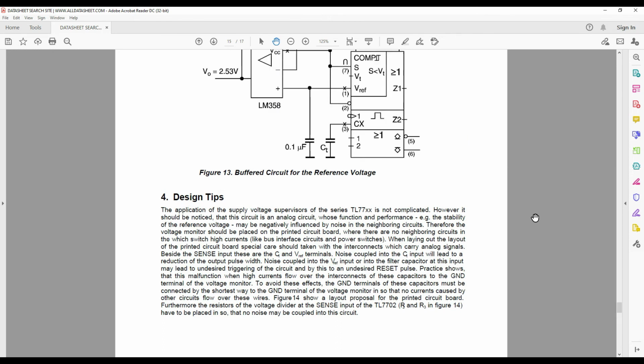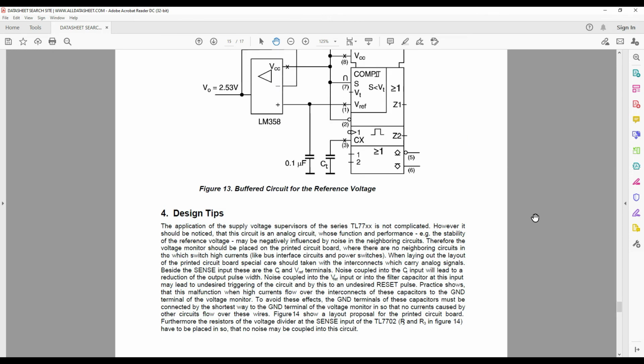Four, design tips. The application of the supply voltage supervisors of the series TL77 is not complicated. However, it should be noticed that this circuit is an analog circuit, whose function and performance, meaning the stability of the reference voltage, may be negatively influenced by noise in neighboring circuits. Therefore, the voltage monitor should be placed on the printed circuit board where there are no neighboring circuits which switch high currents, like bus interface circuits or power switches.